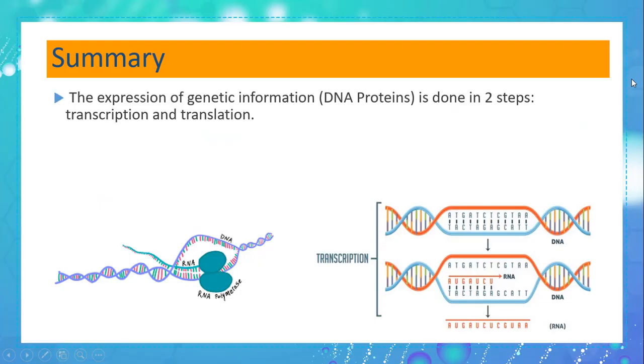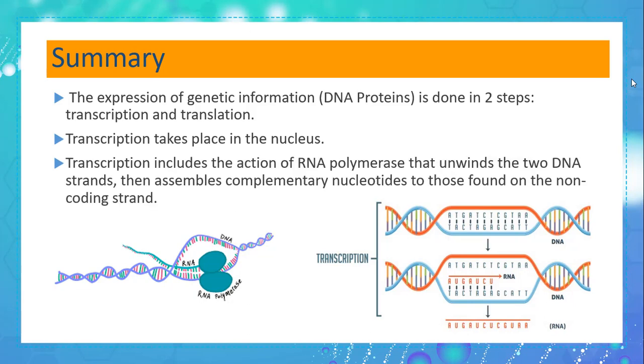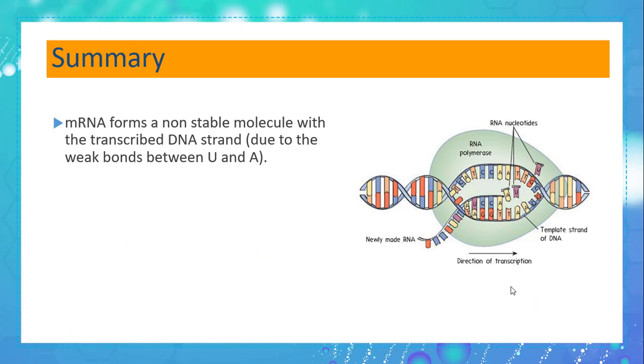To sum up, the expression of genetic information is done in 2 steps: transcription and translation. Transcription takes place in the nucleus. Transcription includes the action of an enzyme called RNA polymerase that unwinds the 2 DNA strands, then assembles complementary nucleotides to those found on the non-coding strand. mRNA forms a non-stable molecule with the transcribed DNA strand. The reason behind that is the weak bonds between uracil and adenine.